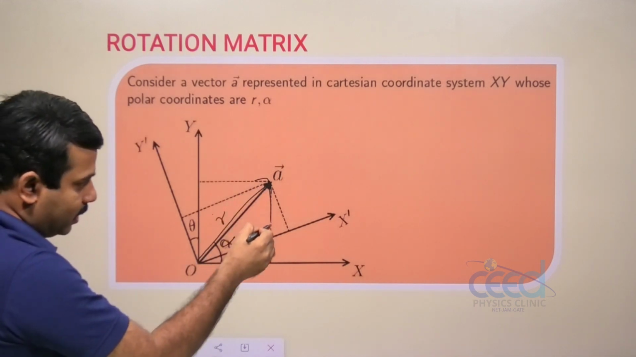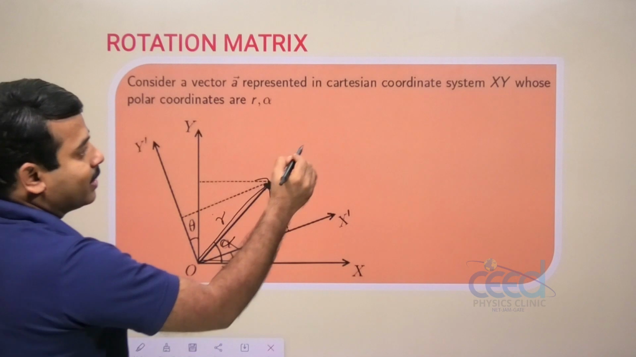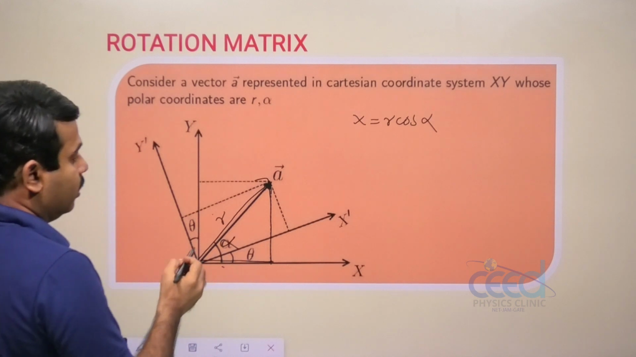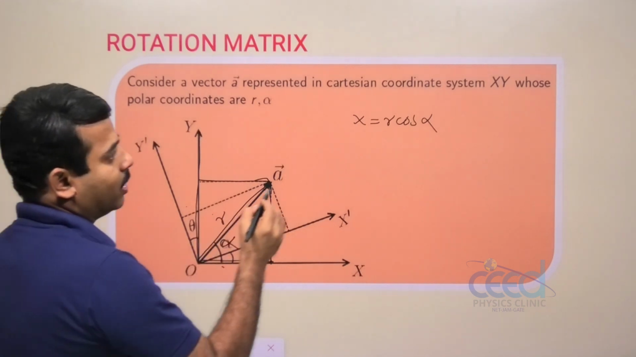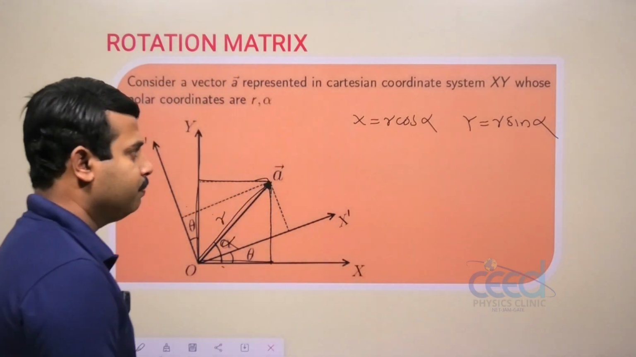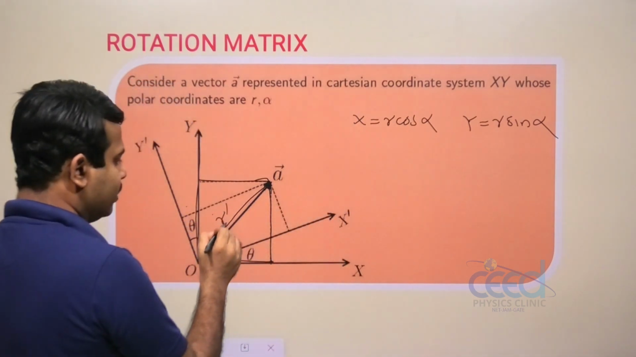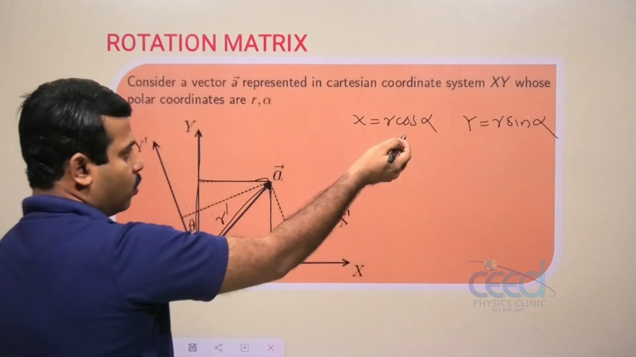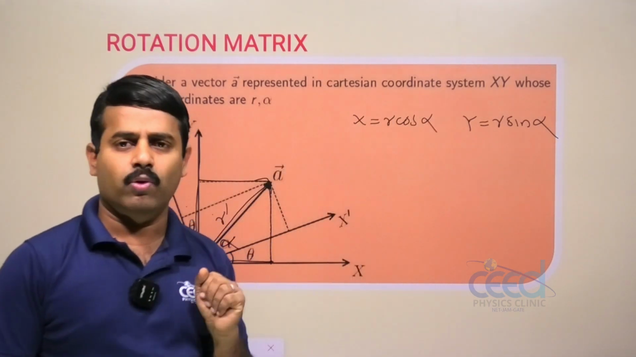Now, by considering this triangle, what is this x coordinate? X is equal to r cos alpha. What about y? This y coordinate I can write as r sin alpha. This is a basic thing. Y is equal to r sin alpha. Now this particular vector, maybe this is r dash, I can write as x is equal to r cos alpha, y is equal to r sin alpha. So this is the x and y coordinate.